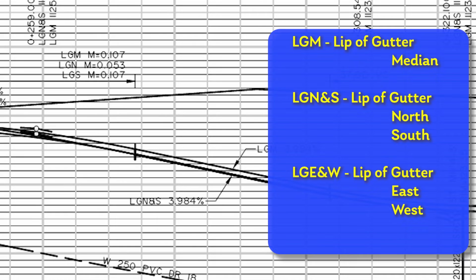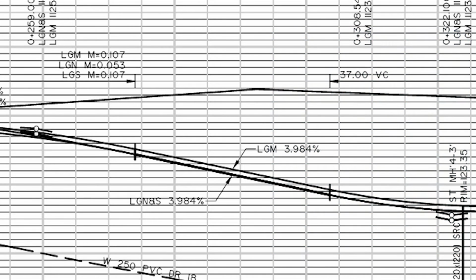This example tells us the median curbs are at a higher elevation than the outside curbs. You might see LGW or LGE, depending on the orientation of the road. Aside from the label, there is more information about the lip of gutter, such as the slope. On sections with constant slope, it's listed as a percentage. This is used to help determine the height of crown on crowned roads.